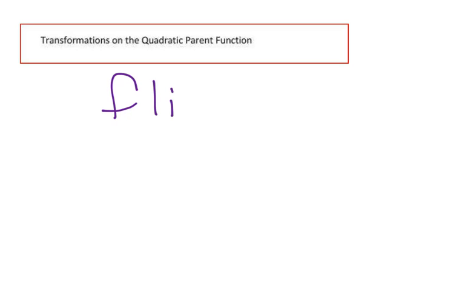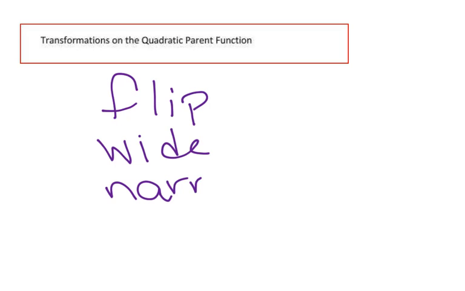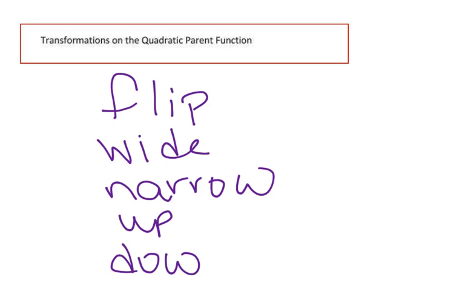We've talked about flipping it. We've talked about it getting wide. We've talked about it getting narrow. We've talked about it going up, and we've talked about it going down. We're still focusing on the same transformations, but now that we understand them, when you get ready for end of course, they're going to try to figure out a way to make this more difficult, and the way they do that is they change the words.